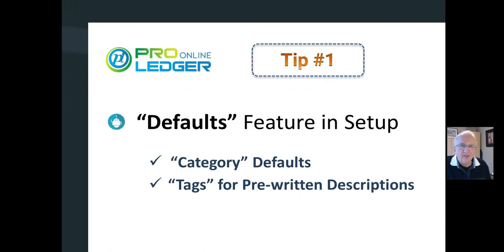Okay, first one to mention is tip one, using the defaults feature in the setup screen. And there are two types of default features there: category defaults and tags for pre-written descriptions. So what do we mean by category defaults?